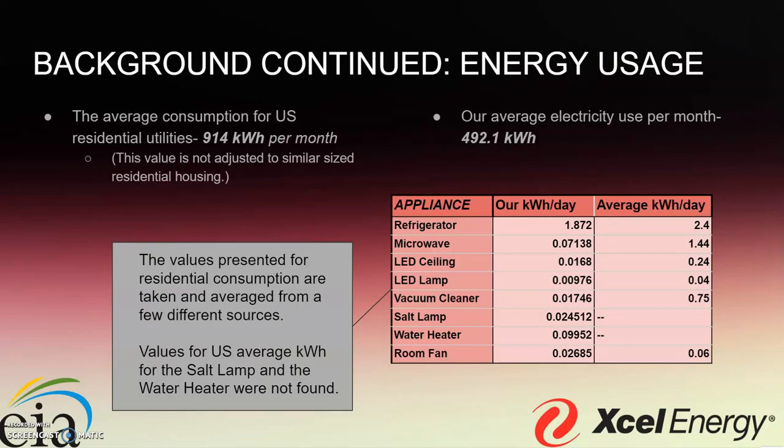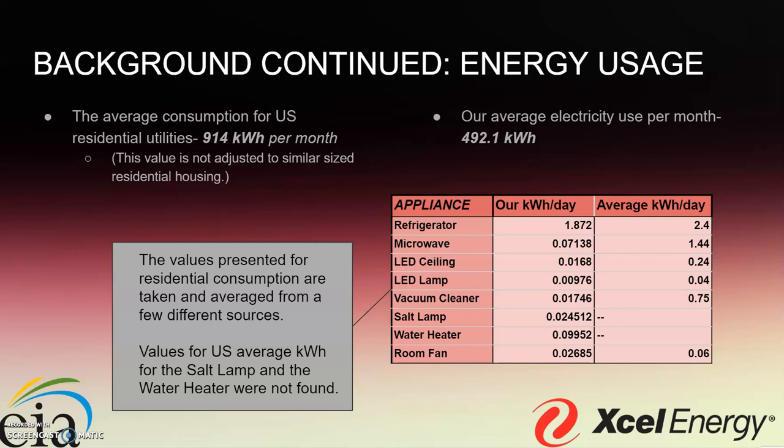According to the Energy Information Administration, the average consumption for U.S. residential utilities is 914 kilowatt hours per month. Based on our monthly electric bill, ours is around 492.1 kilowatt hours per month.